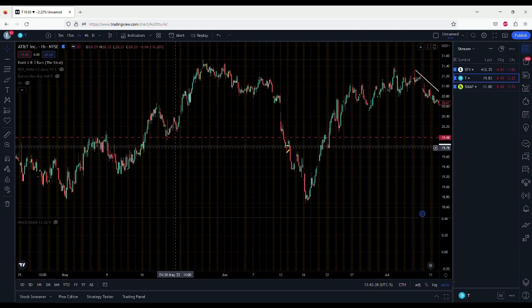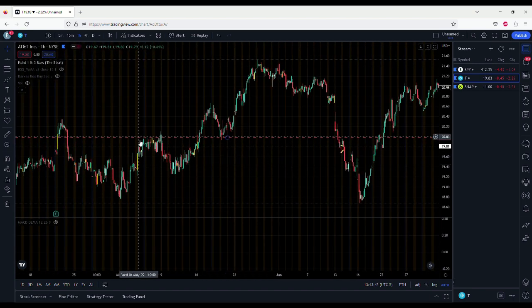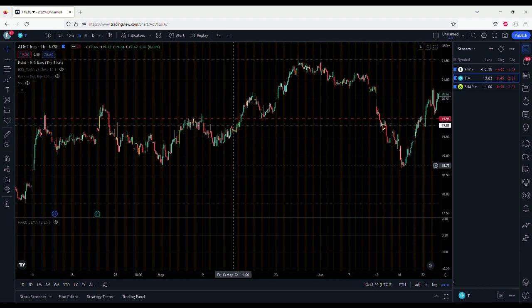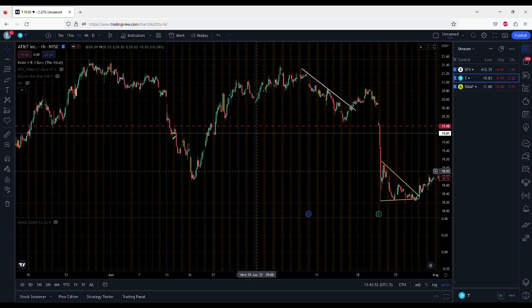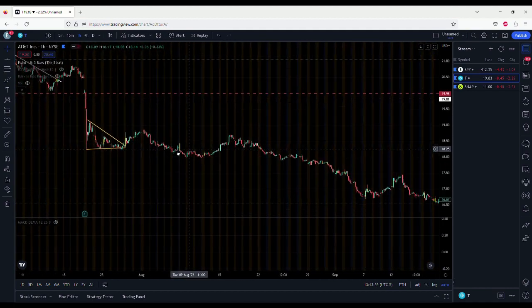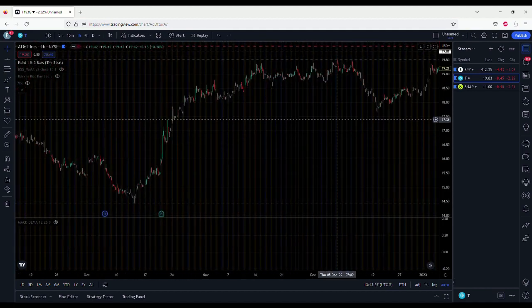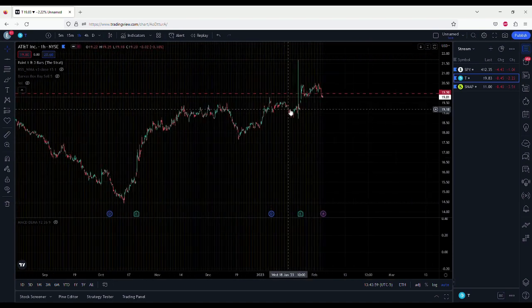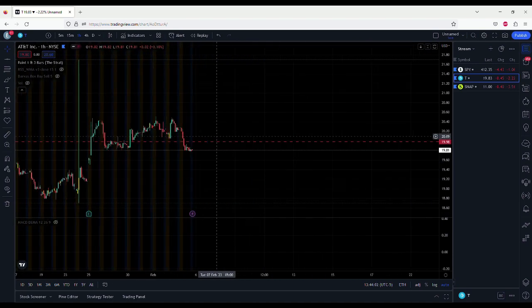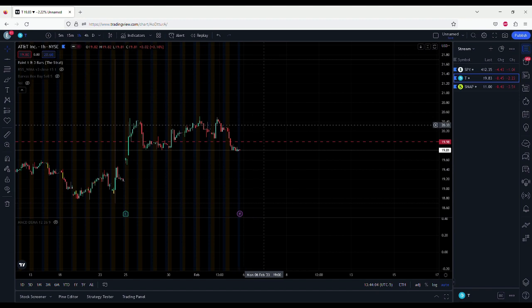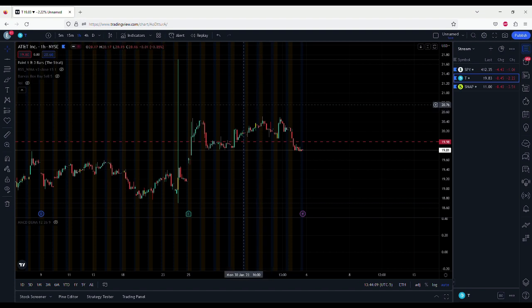Like I said before, the harder it bounces from there, the stronger the level is, and the more candles that we have bouncing from it, the stronger it is. One thing about support and resistance is that whenever we break out from a resistance, that resistance tends to become a support. Also, the other way around, whenever we break a support, that support tends to be the new resistance.